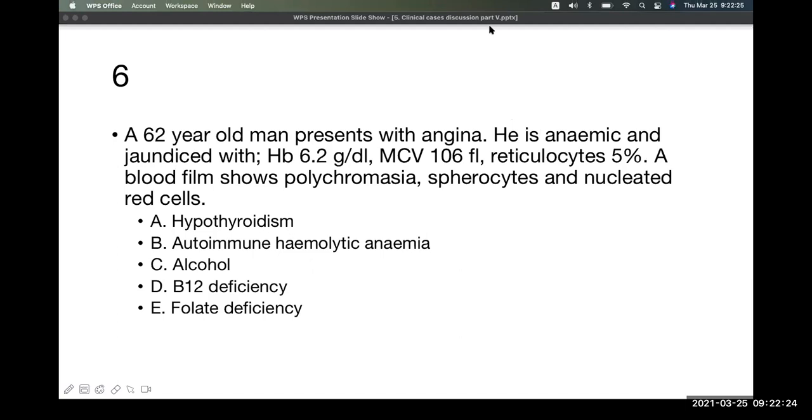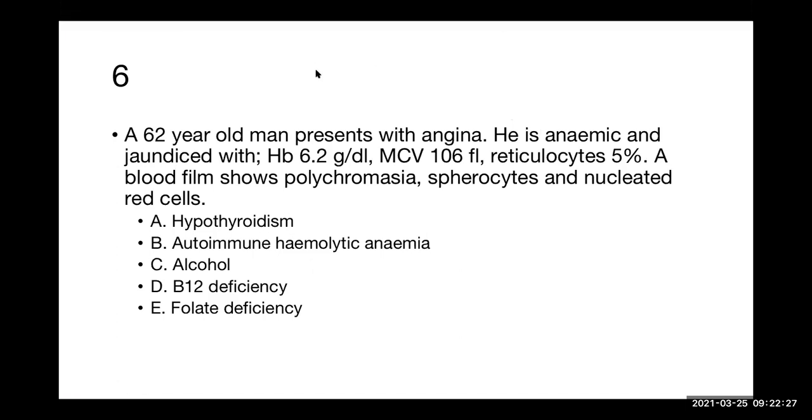Now, before the break, probably we can handle one more case. So please have a look here. A 62-year-old male presents with angina, chest pain. He is anemic and jaundiced with hemoglobin just 6.2, MCV 106 femtoliter, reticulocyte 5%. A blood film shows polychromasia, spherocytes, and nucleated red cells.